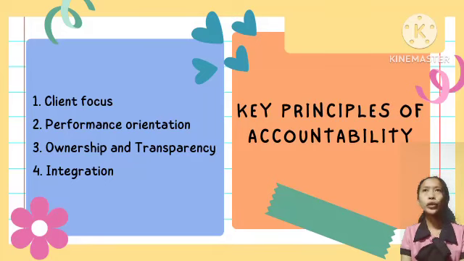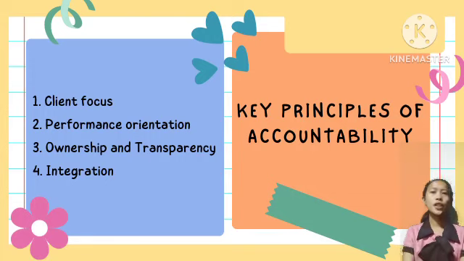And number 3, ownership and transparency. Here, stakeholders should take actions deliberately to fulfill mandates and plans with clear expectations of results. And lastly, we have integration. Integration is the main accountability mechanism that is integrated into the normal planning, policy, and operational activities of the school and of the environment of education as a whole.